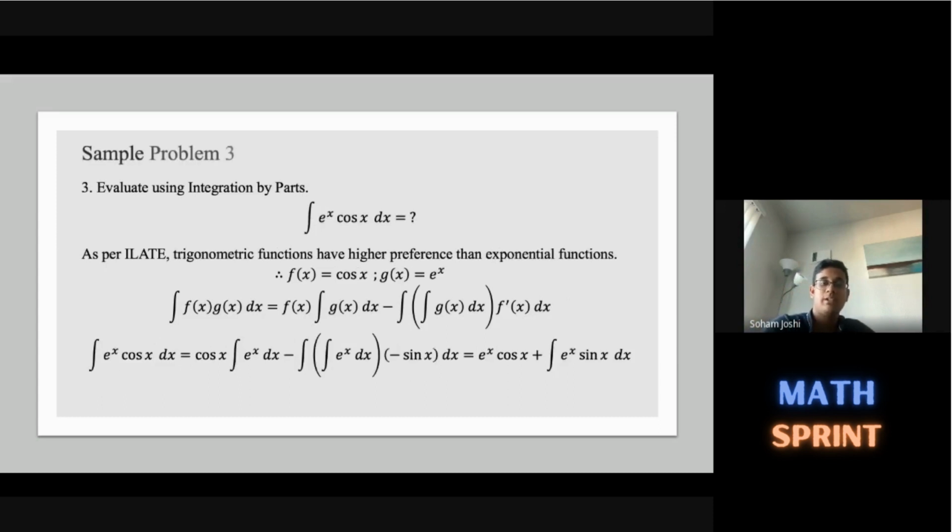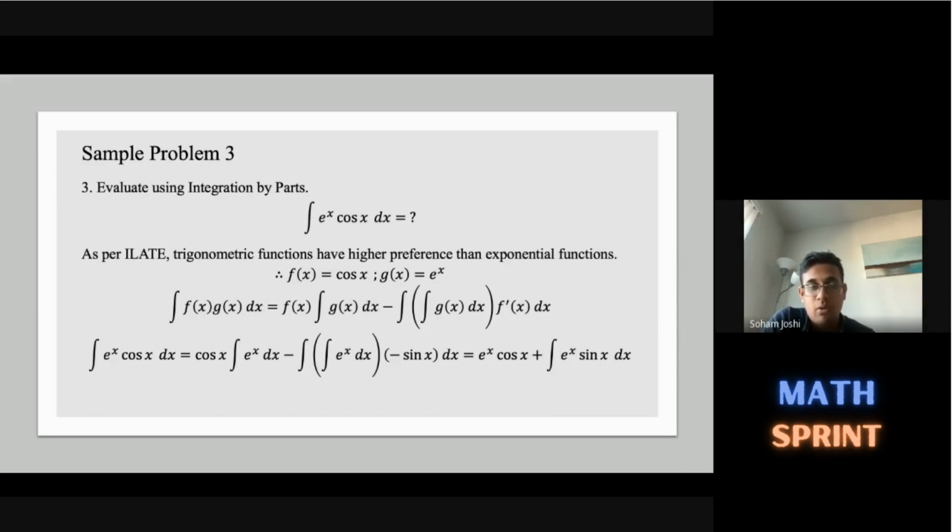Okay, so now here's a challenging problem. We need to integrate e to the power of x times cos x with respect to x. As per ILATE, trigonometric functions have a higher preference than exponential functions. So we're going to let f of x be equal to cos x and g of x be equal to e to the power of x. Now use the formula. Integrating e to the power of x with respect to x is just e to the power of x. Also, differentiating cos x gets us minus sine x.